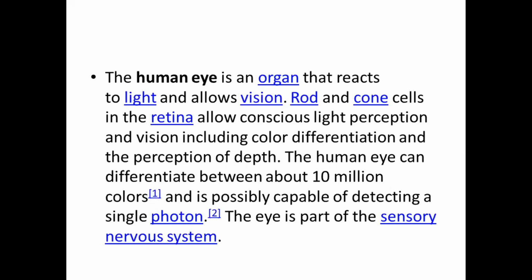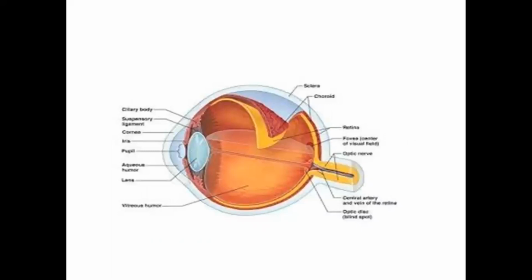Now the human eye can differentiate between about 10 million colors. Wow. You have about 10 million colors before you, and your eyes have the power to differentiate them, to say this one is white, this one is purple, this one is pink, this is yellow. Your eyes are so powerful, and possibly capable of detecting a single photon. Now the eye is part of the sensory nervous system. Now you can see the image of how it looks when it is in action.